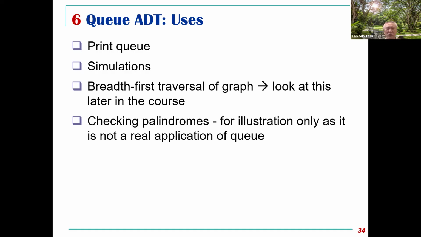So they use this queue to actually do the simulation. And if you want to do breadth-first traversal of a graph, we will look at this later on, we have to actually use a queue. So what do you mean by breadth-first traversal? For example, I have a graph that has 3 children. Breadth-first means I want to process all of these first before I go to the next level.